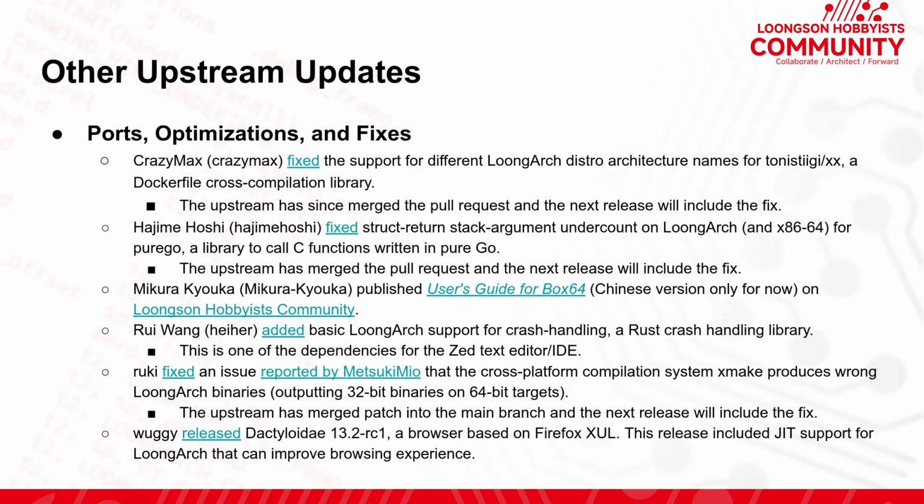And Rookie fixed an issue reported by Mitsuki Mio that the cross-platform compilation system Xmake produces wrong LoongArch binaries, which outputs 32-bit binaries on LoongArch 64-bit targets, which is maybe the flags or something are messed up. That must be accidental. The upstream has merged the patch into the main branch, and the next release will include the fix.